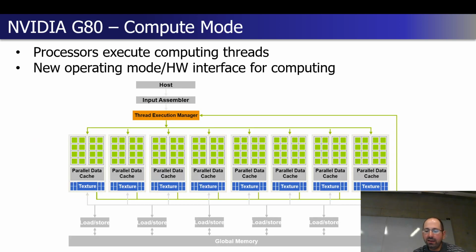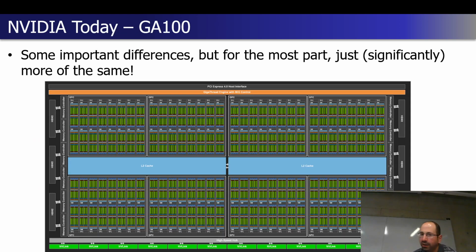This is the G80. Today, if we look at the GA100, there are some important differences. So when I keep implying that it's just more of the same, that's still mostly true. The biggest difference between G80 and GA100, which is still roughly the highest end part you can purchase today, is really just a significant increase in the scale of what is able to fit on chip. It is more a VLSI innovation than an architecture innovation.